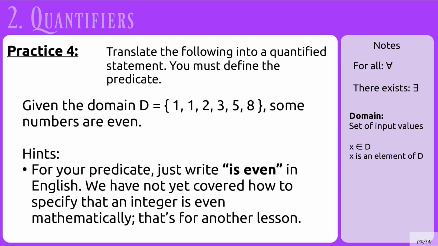Translate the following into a quantified statement. You must define the predicate. So given the domain D equals 1, 1, 2, 3, 5, 8, some numbers are even. As a hint, for your predicate, just write "is even" in English. We have not yet covered how to specify that an integer is even mathematically. That's for another lesson.